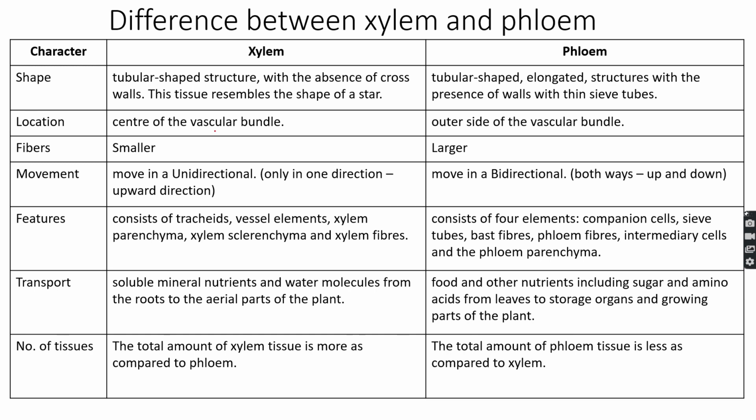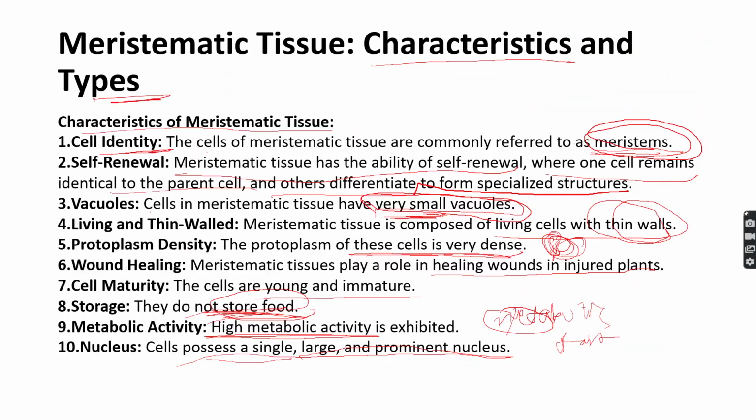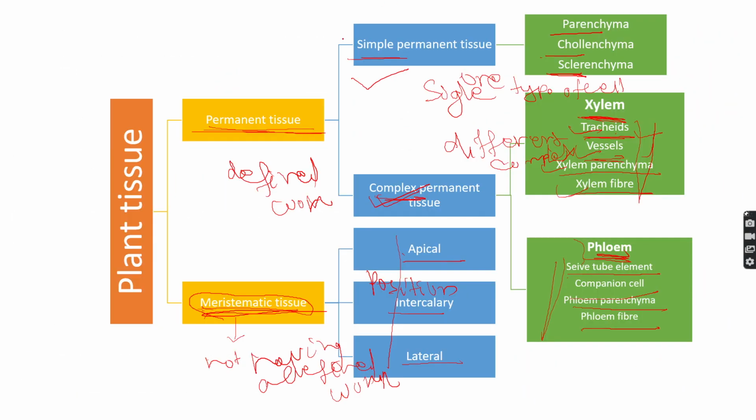Yes. So there are four types of cells, as I told before. Xylem has tracheids, vessels, xylem parenchyma, and xylem fiber. In detail, we will understand in another class what the functions of these different types of cells are. Then the phloem has sieve tube elements, companion cells, phloem parenchyma, and phloem fiber. So this is forming your phloem tissue.